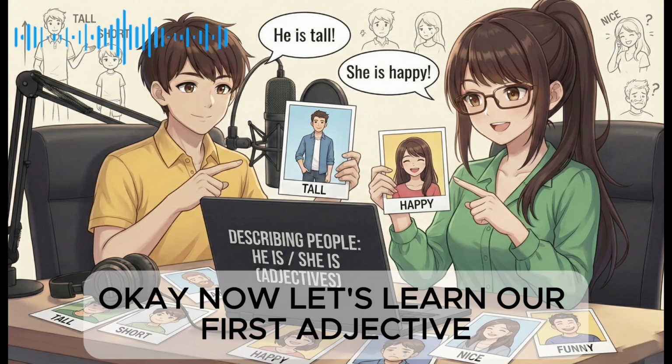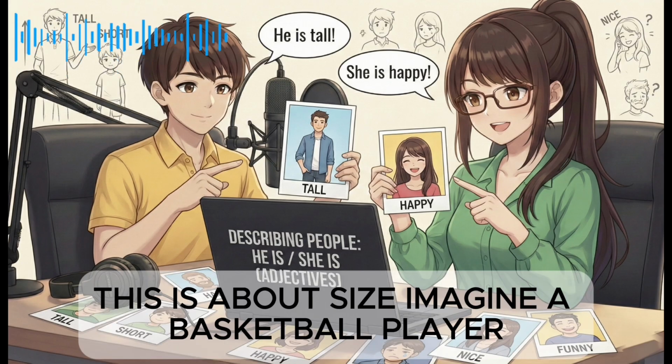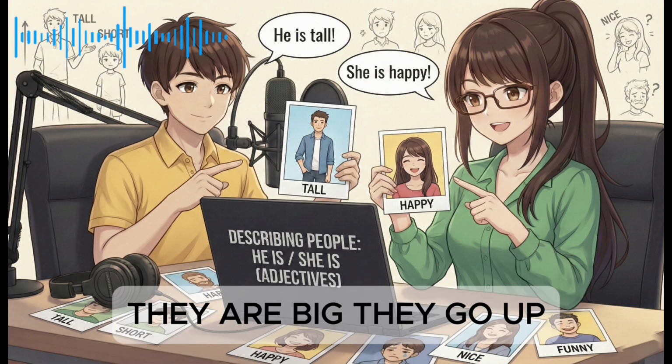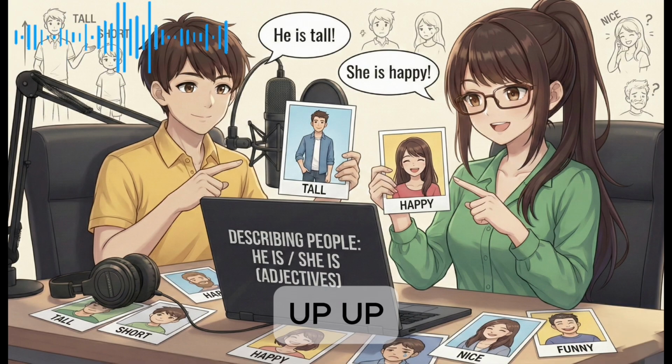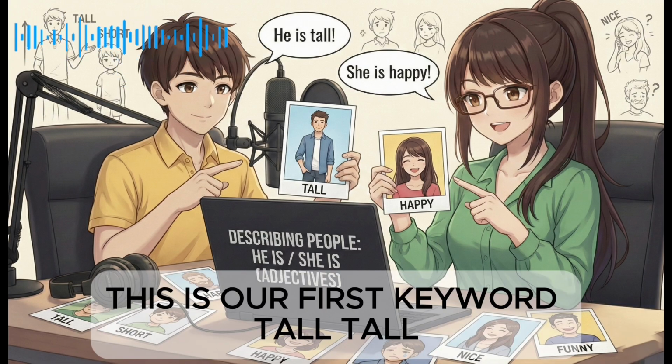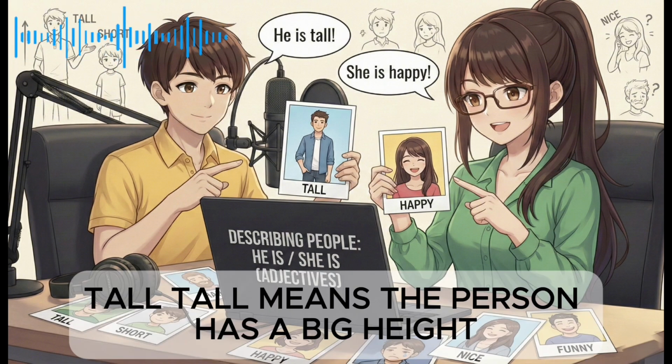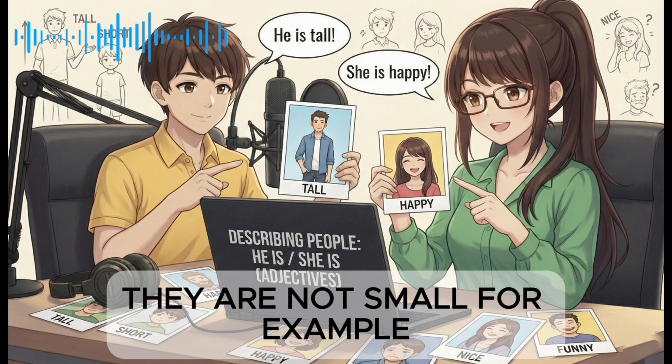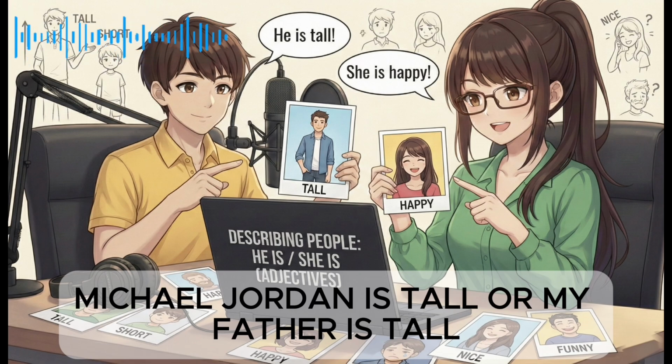Okay, now let's learn our first adjective. This is about size. Imagine a basketball player. They are big. They go up, up, up. This is our first key word, tall. T-A-L-L. Tall means the person has a big height. They are not small. For example, Michael Jordan is tall.